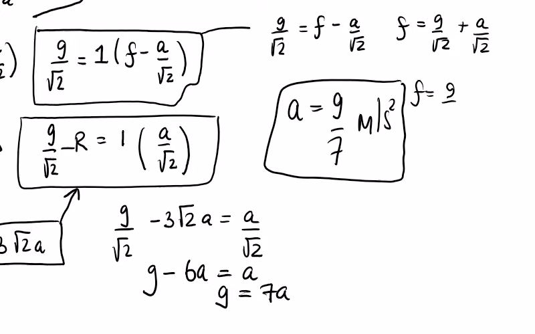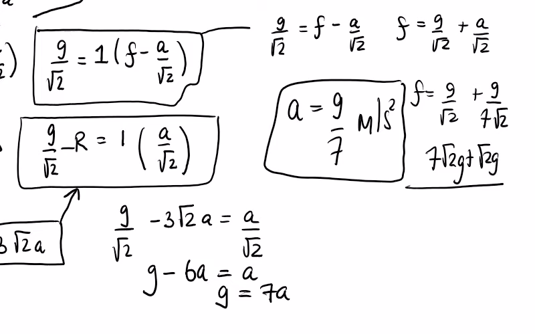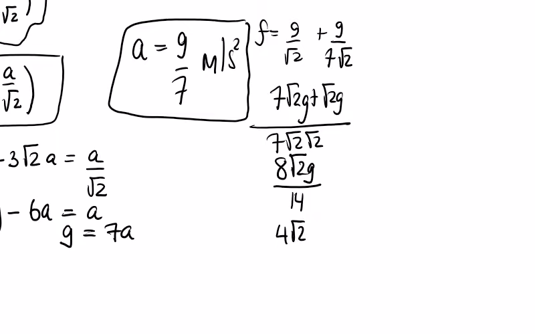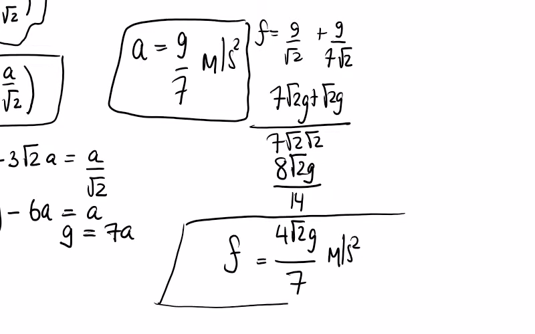So F is equal to G over root 2 plus G over 7 root 2. So we have 7 root 2 G plus root 2G over 7 root 2 root 2, which gives 8 root 2G's on top. On the bottom, 7 by 2 is 14, which gives us 4 root 2G over 7 meters per second squared. For F, you can solve that down quicker if you want.